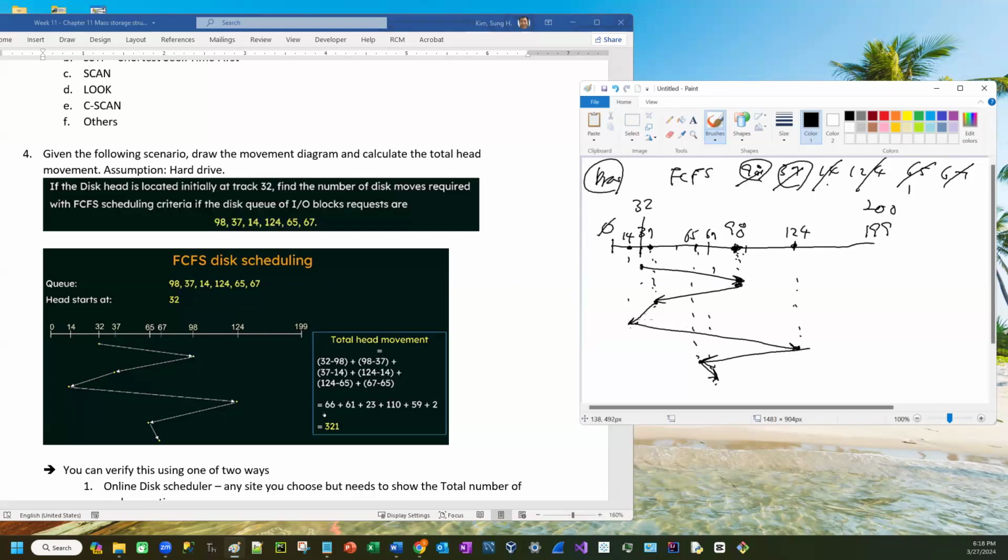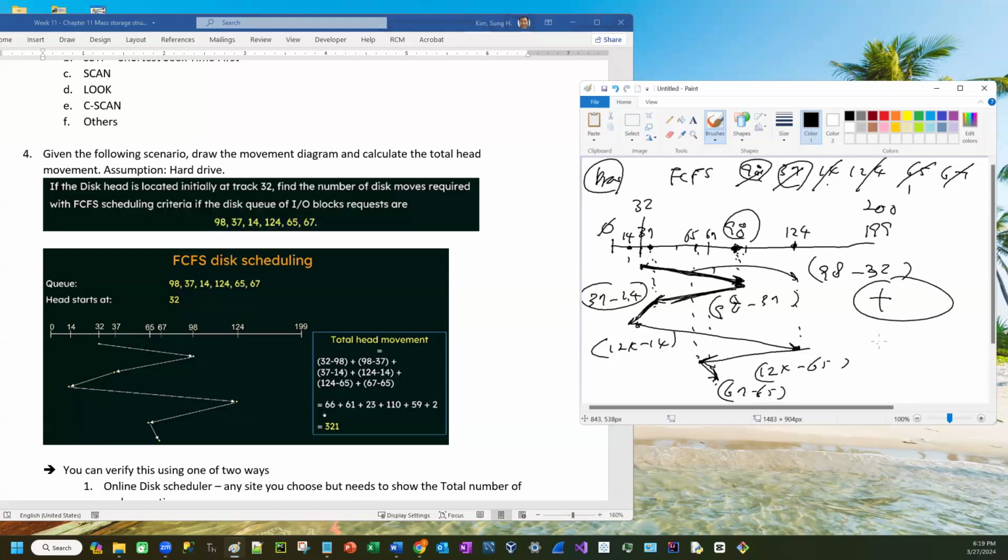And then the next step, the third step, is to figure out the total distance by adding up all the segments. So you figure out the distance for this one is from the end, 98, minus the beginning of 32, right? And then for this guy here, 98 minus, what is it, 37, right? And then for this guy here, 37 minus 14. And then this guy would be 124 minus 14, right? And then this guy here would be 124 minus 65. And then this guy would be 67 minus 65, right? And then you do that, and then just add them all together, and it should come up to be 321.